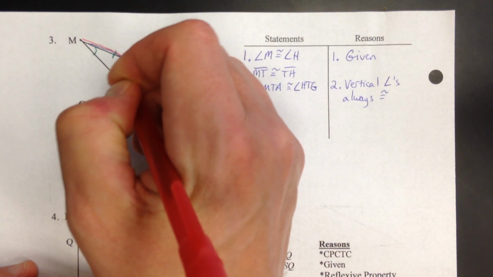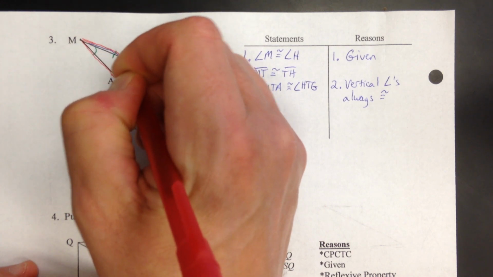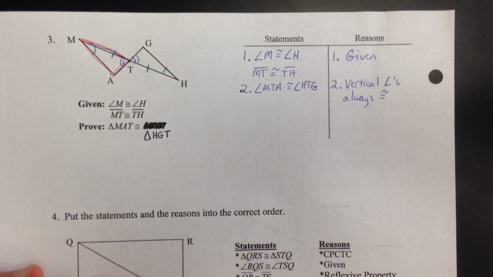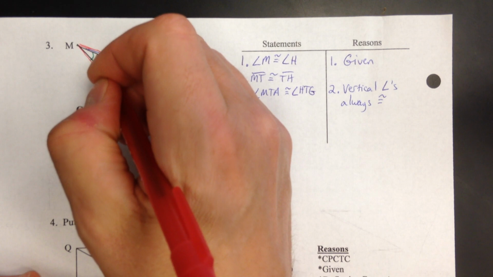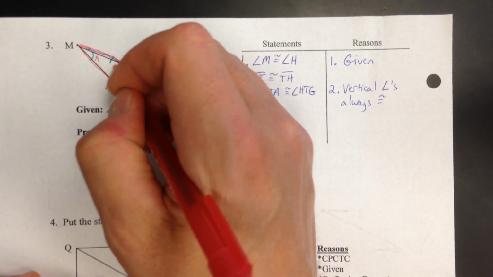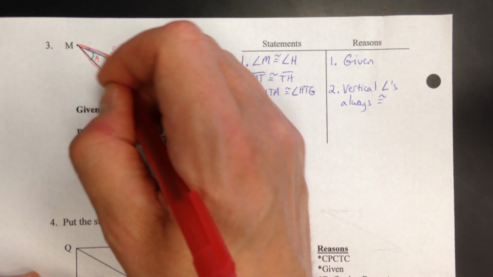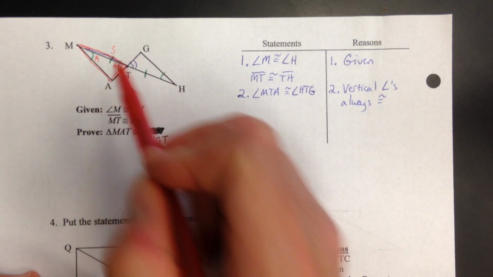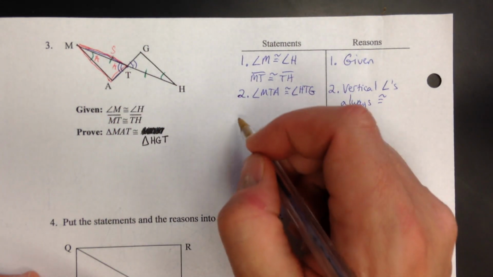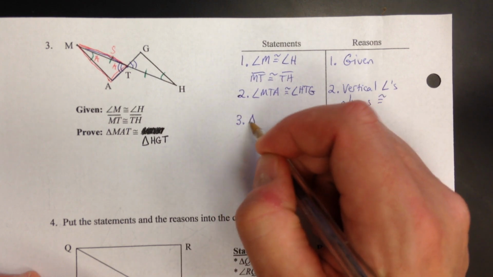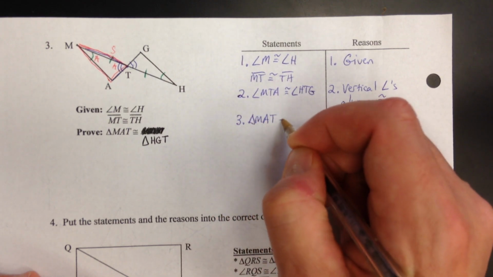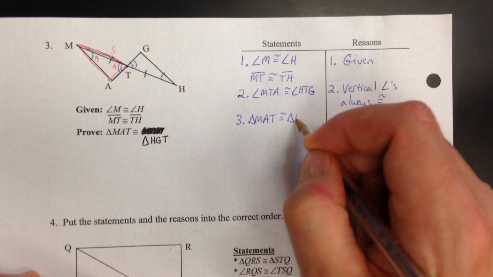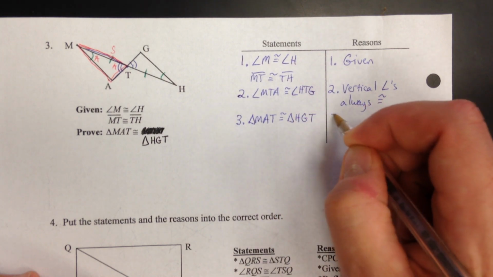Let's look at one of them. I'm going to look at triangle MTA. So let's see, what have we labeled here? We have an angle, and then we have the side between them right there. So looking at this, that's ASA. So step 3, statement 3, triangle MAT is congruent to triangle HGT.